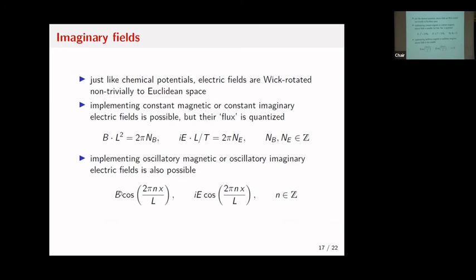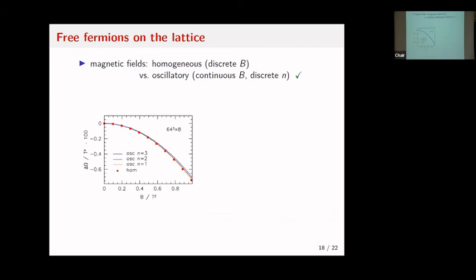Then you have an arbitrary coefficient, arbitrary amplitude, but the wavelength is of course discrete because of the finite volume. So you can fit discrete wavelengths into your lattice. And here is the case for the magnetic field. On the horizontal axis I have the magnetic field, the vertical axis is the effect of the magnetic field on the free energy, and this is the free case. I diagonalize the free Dirac operator, so I have the result exactly.